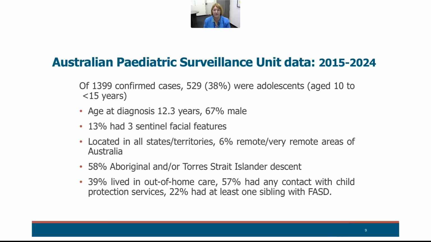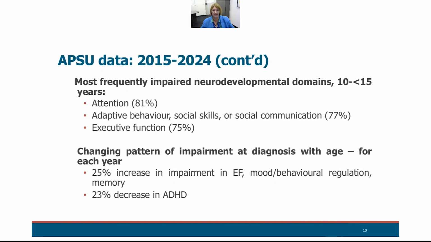And very few of these children, probably about 60%, nearly 40% live in out-of-home care. Many have had contact with the child protection system. And importantly for teachers, I think many of them have an affected sibling with FASD.